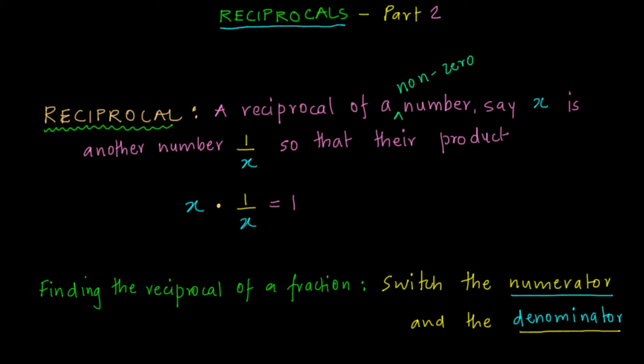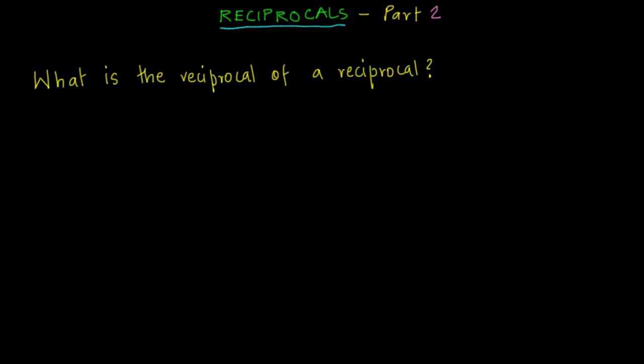A reciprocal of a non-zero number, say x, is another number 1 over x so that their product, x times 1 over x, is equal to 1. And the way we find the reciprocal of a fraction is by switching the numerator and the denominator. If we are given a whole number, we first express it as a fraction and then switch the numerator and the denominator. Let's now look at some of the properties of reciprocals.